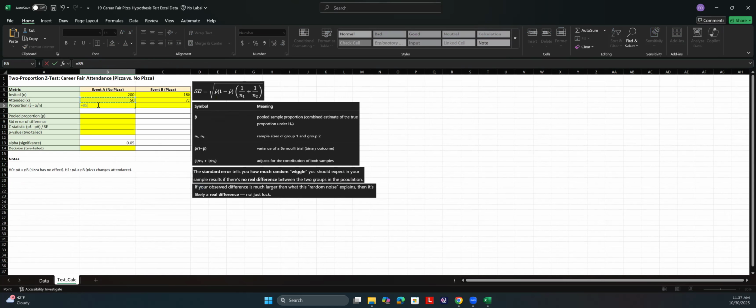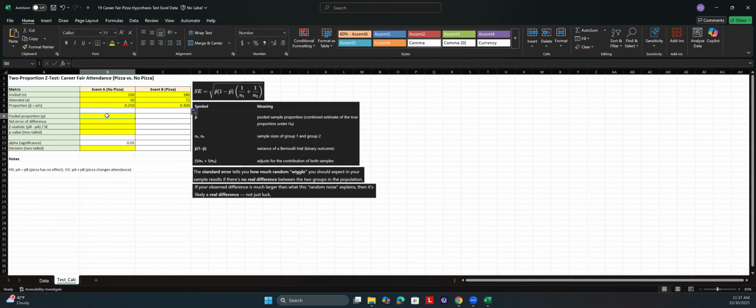So I can calculate proportions. 50 people attended out of 200, that's 25%. I can drag it to the right, and 40% for with pizza. So you can see the increase, 15%. Is this increase just a random increase, or is it significant increase due to change in pizza serving situation? To answer that, I will do hypothesis testing, and to be able to do that, I will use z-test.